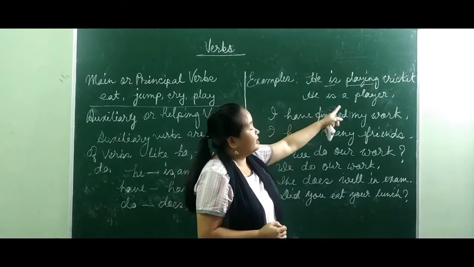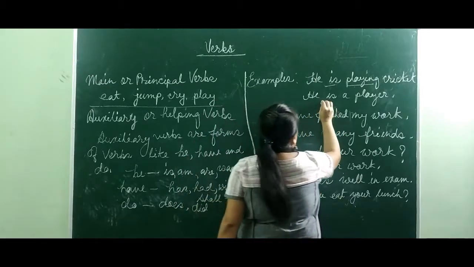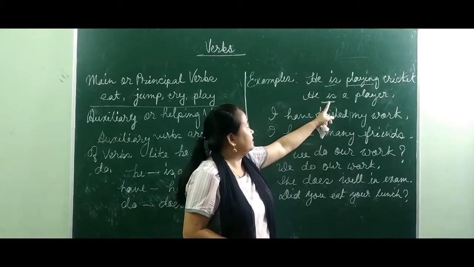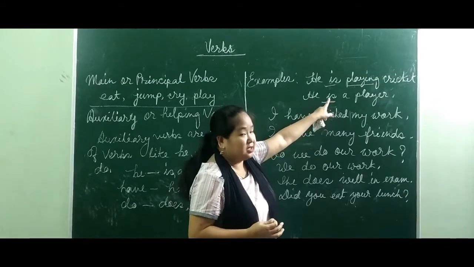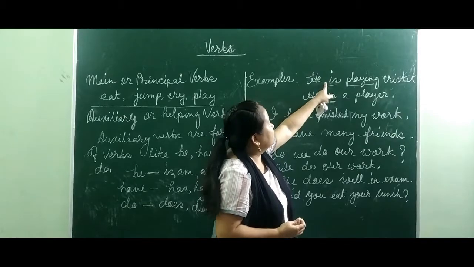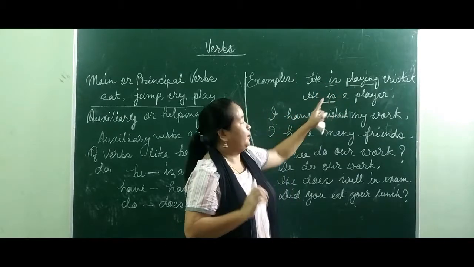For example, he is a player. Now, here is is the only verb. So, in this sentence, this auxiliary verb is used as the main verb. In the earlier sentence, playing is the main verb and is is a helping verb, used to help the main verb. Here, is is used as a main verb.